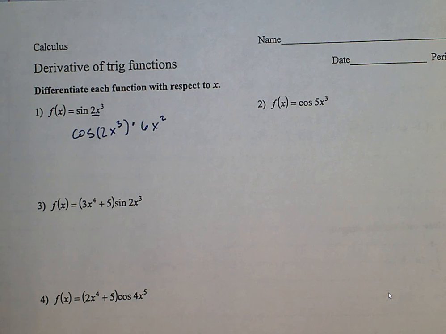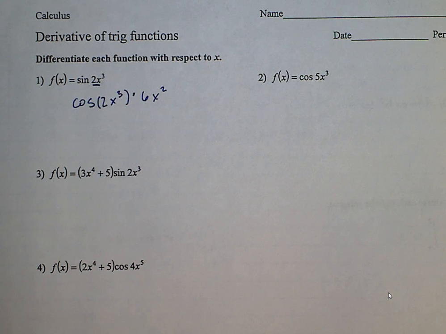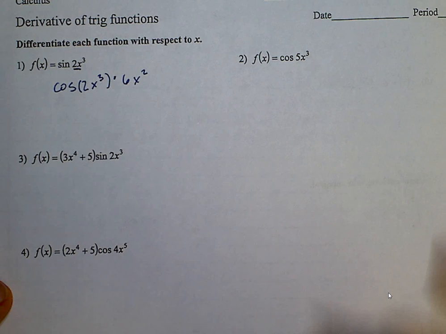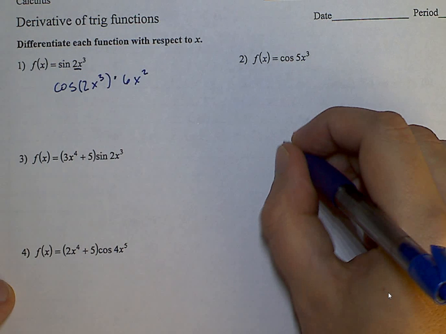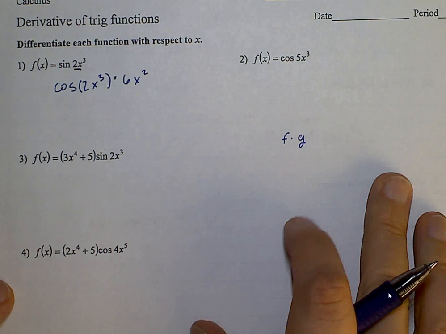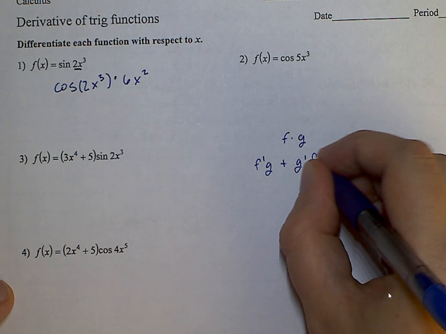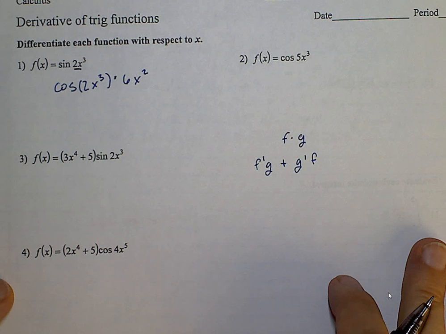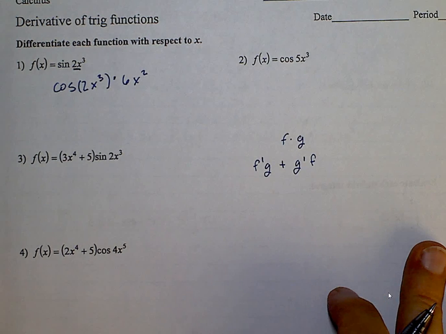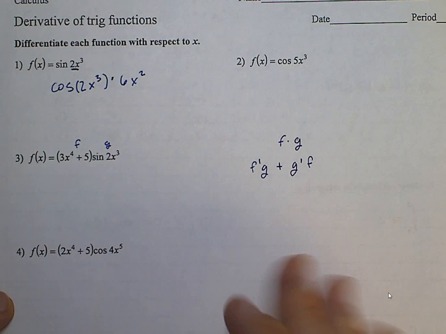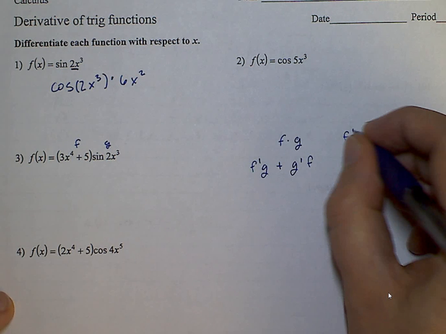Yep. Okay, so let's take a look at question number 3. Question number 3 uses our good old friend Mr. Product Rule. The product rule, in case you forgot, is if you have f times g and you need to find the derivative, it's f prime g plus g prime f. You guys remember that? Cool. So I'm going to say the first thing here is f, the second thing is g. I need to find out what f prime is equal to and what g prime is equal to.